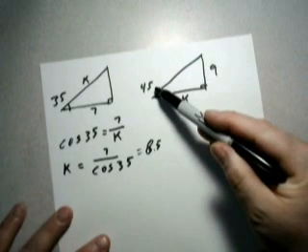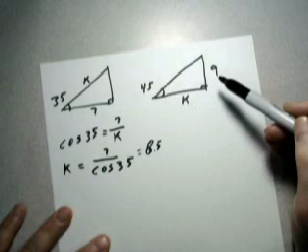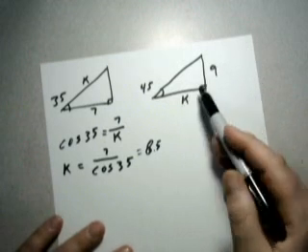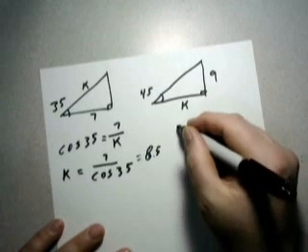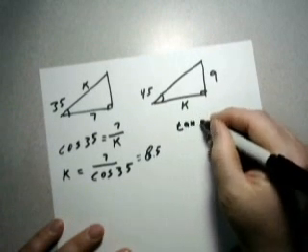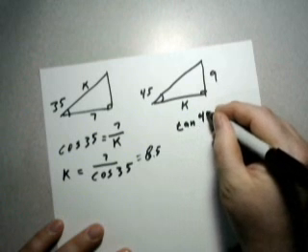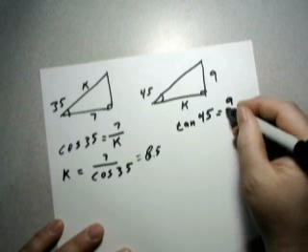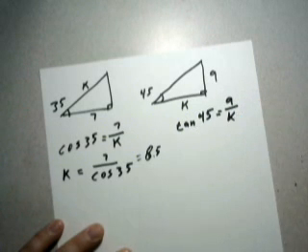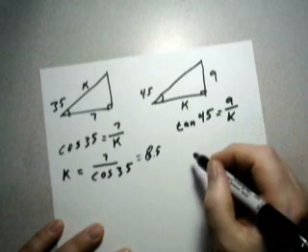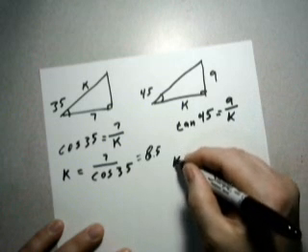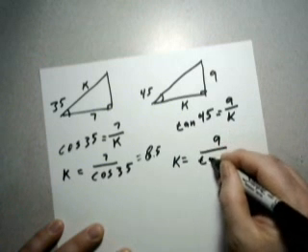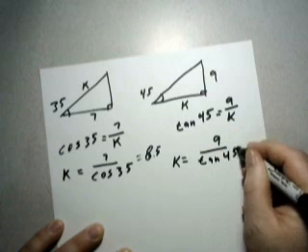So we have the reference angle, we have the opposite side, and we're looking for the adjacent side. So opposite and adjacent, that's a tangent function. So the tangent of 45 is equal to 9 over K. So I'll multiply that out, and I will say that K is equal to 9 divided by the tangent of 45.